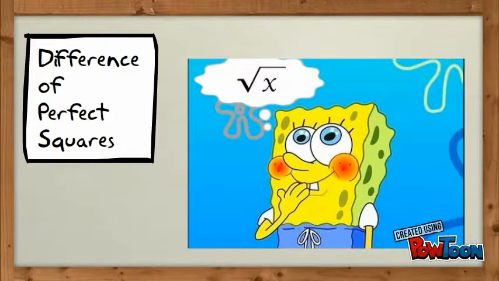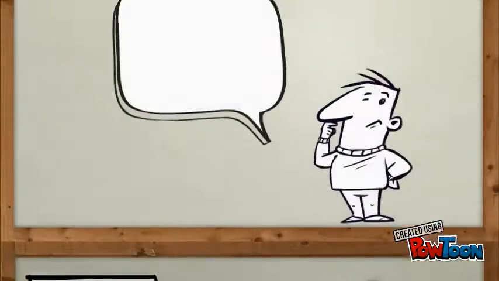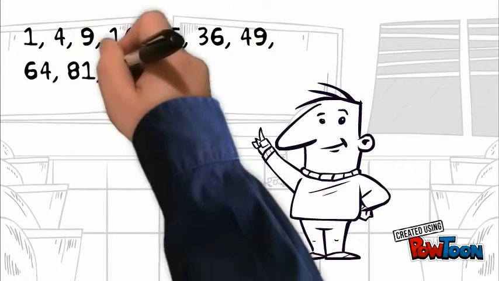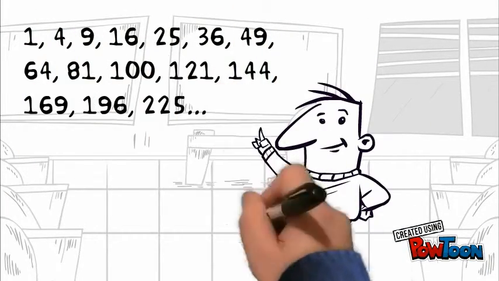In today's lesson, we are going to talk about the difference of perfect squares. What is a perfect square? A perfect square is a number that when you take the square root, you get an integer. We need to know the perfect squares up to 15.